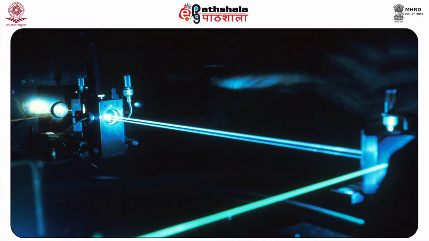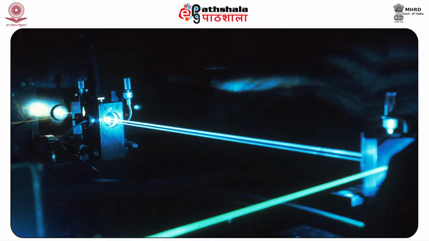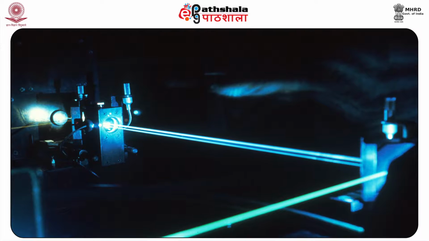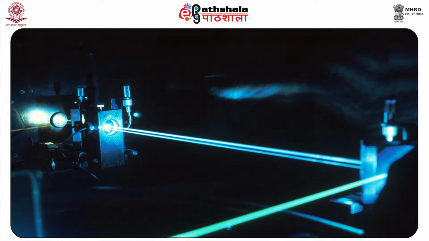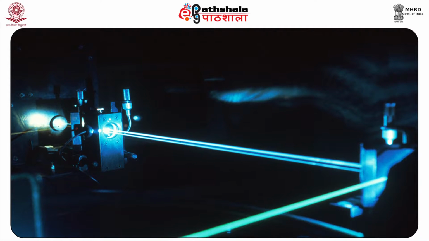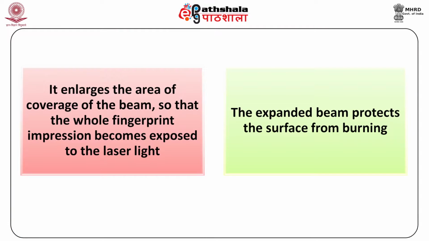The surface impinged with the finger mark is illuminated with a blue-green beam from the argon laser. Before it strikes the surface, the beam is made to pass through a lens. This serves two purposes. Firstly, it enlarges the area of coverage of the beam so that the whole fingerprint impression becomes exposed to the laser light. Secondly, the expanded beam protects the surface from burning.